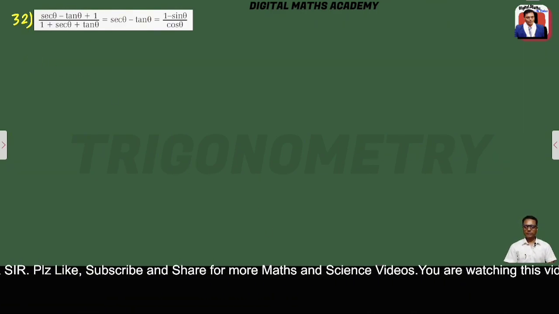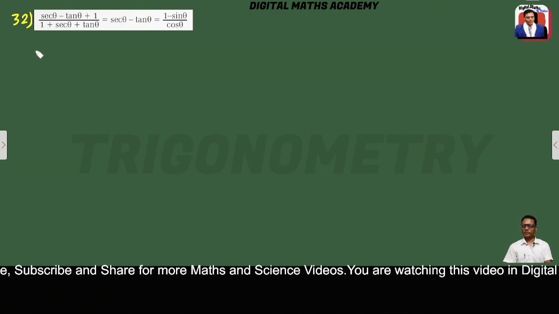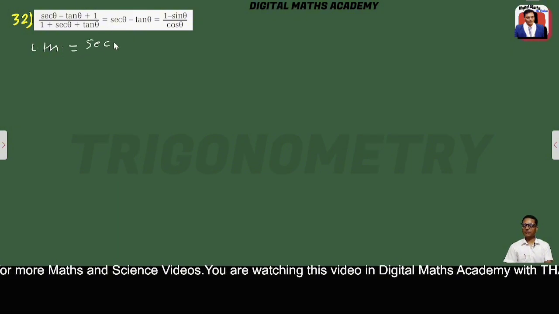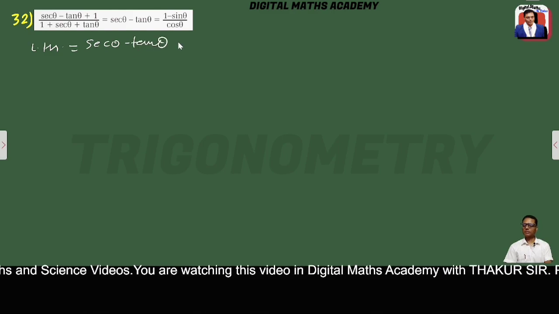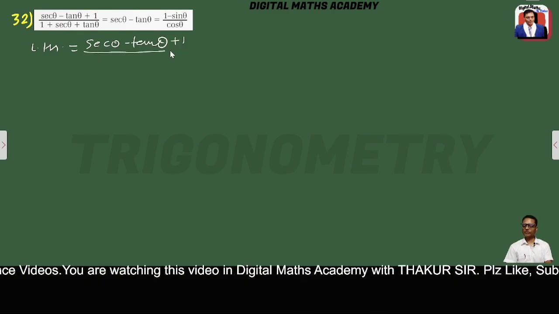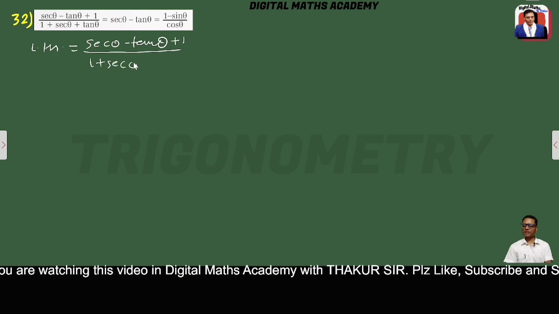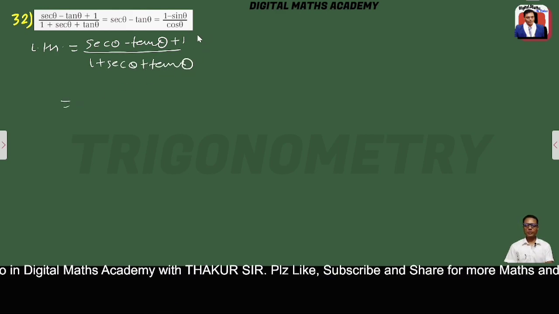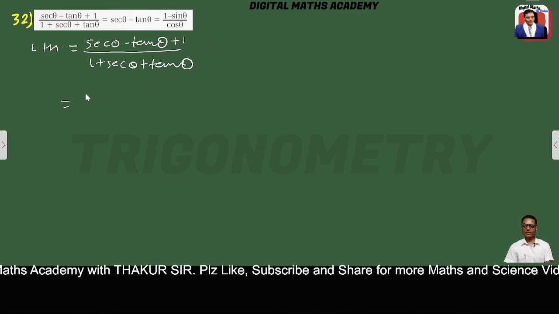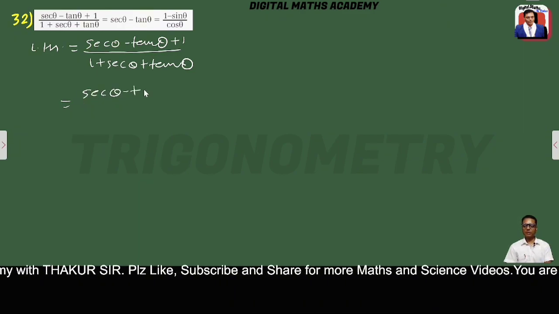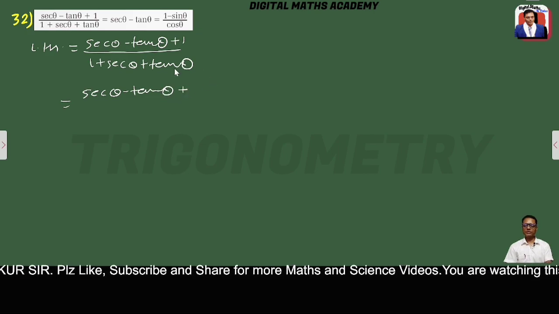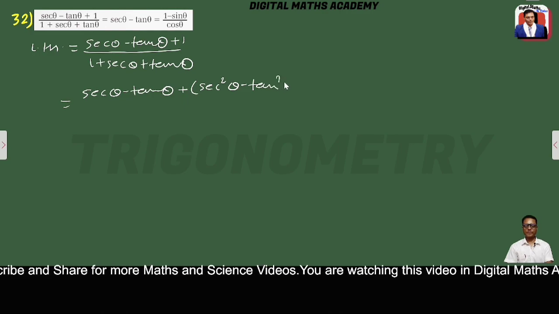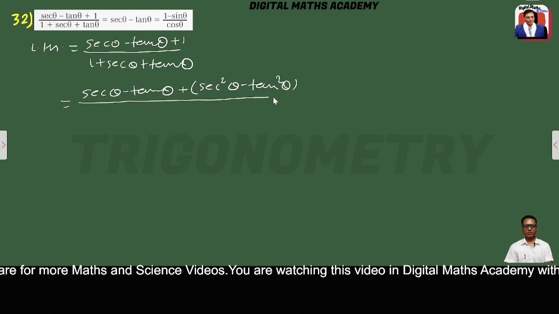So number 32. So we are going to choose the left hand side here. Left hand side is sec θ minus tan θ plus 1 over 1 plus sec θ plus tan θ. Right? So we are going to replace 1 by sec²θ minus tan²θ. So we write here sec θ minus tan θ, and plus at the place of 1 we write here sec²θ minus tan²θ, because sec²θ minus tan²θ equals 1.